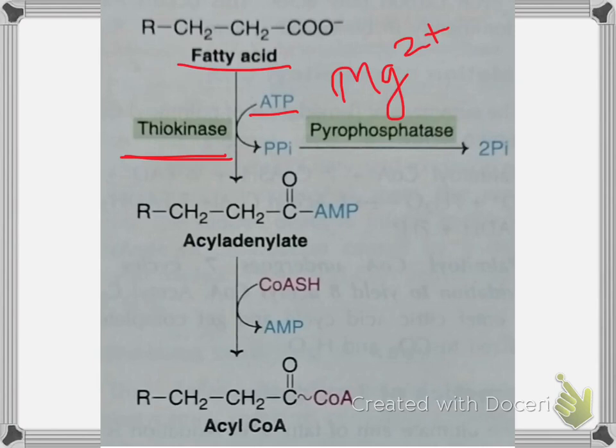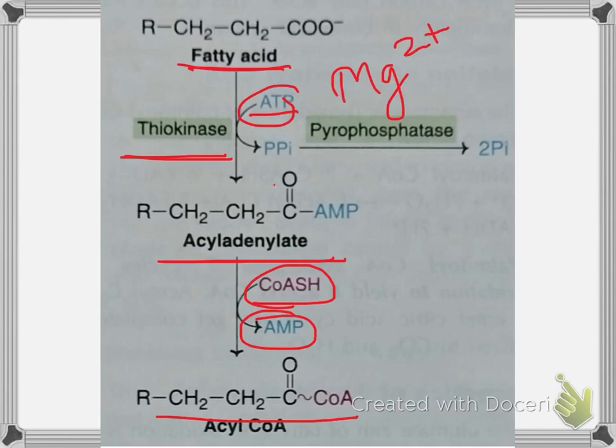The fatty acid reacts with ATP to form acyl adenylate, which then combines with coenzyme A to form acyl-CoA. Here the AMP is released. Here 2 high energy phosphates are used, because ATP is converted to pyrophosphate.